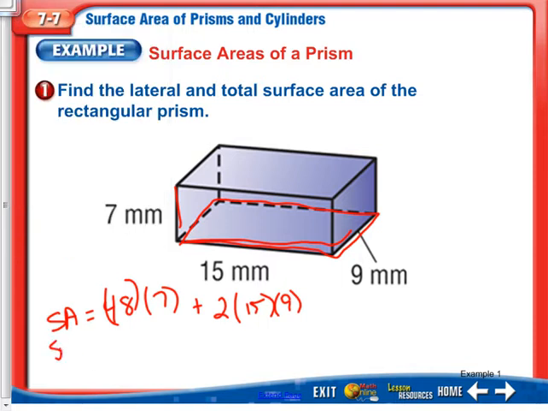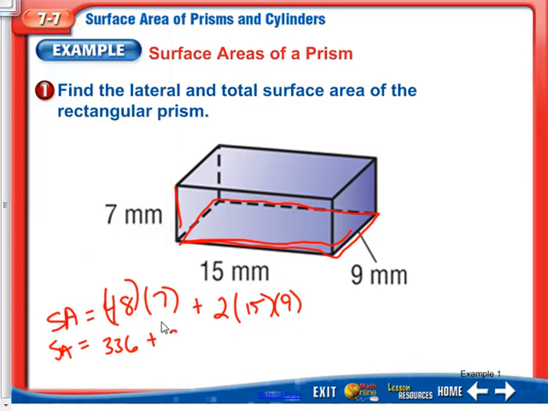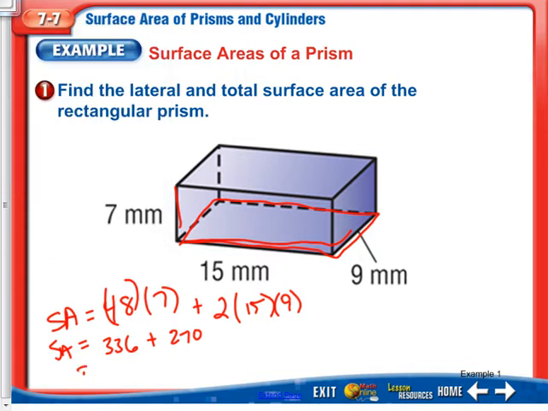So my surface area is 336 plus, and then I can do 2 times 15 times 9, that equals 270. And then we can take 270 plus 336 to give us 606. So our surface area of this solid is going to be 606 millimeters squared.